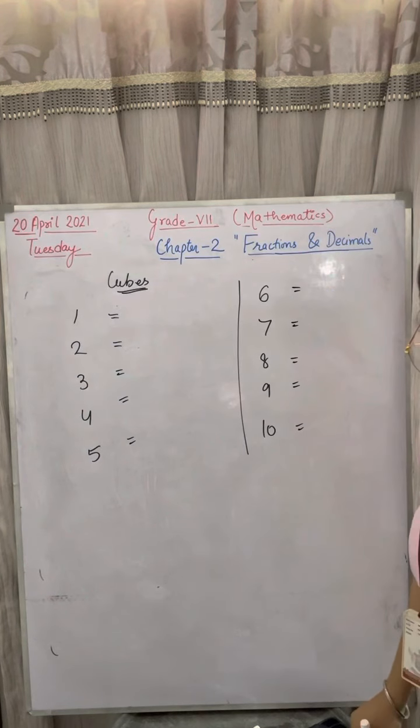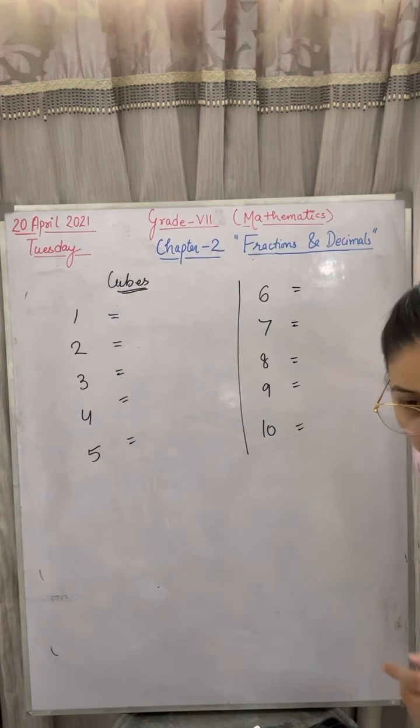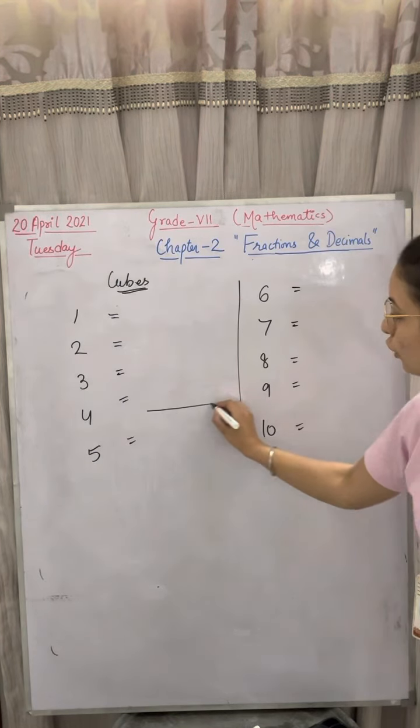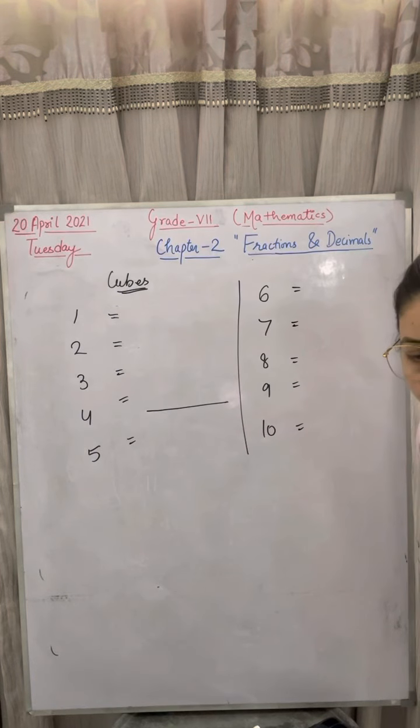Okay. Now, Dhruv, give me answer. What will be the cube of 4? Quickly. After that, Tanveer Chaudhary, your turn will be there. Okay? Your turn will be the next. Tanveer Chaudhary, be ready in the class.